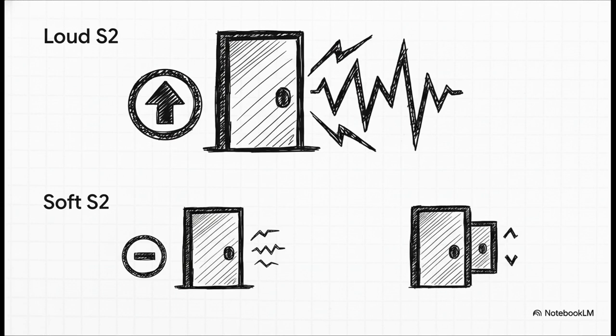stenosis. In severe aortic stenosis, the valve is so stiff and barely moves that the A2 component becomes very soft, or might even disappear entirely. It always comes back to pressure.